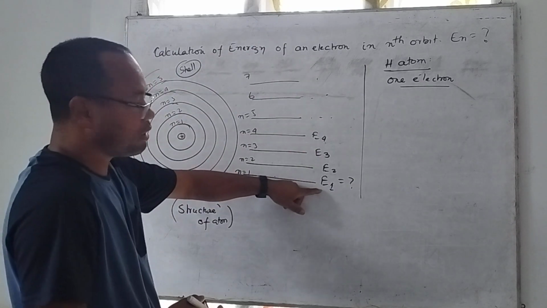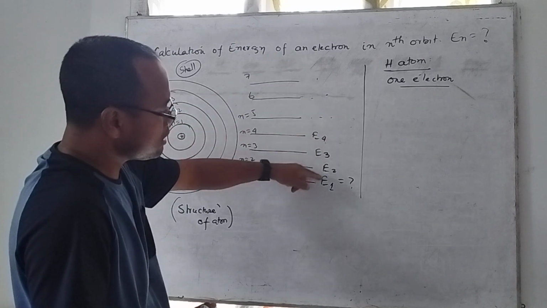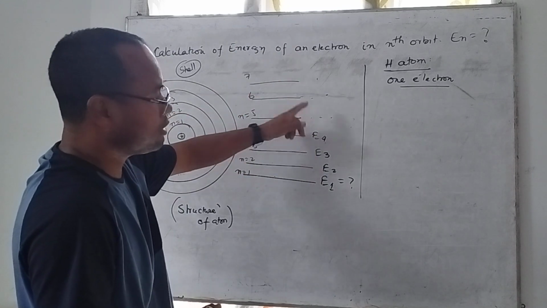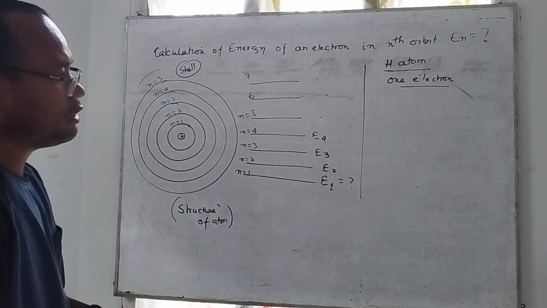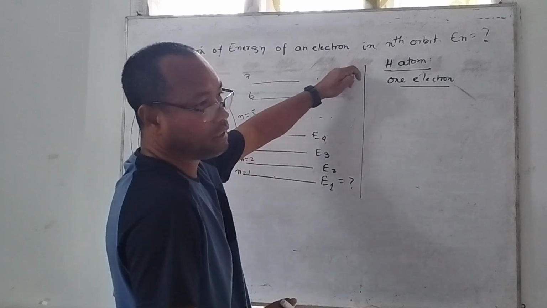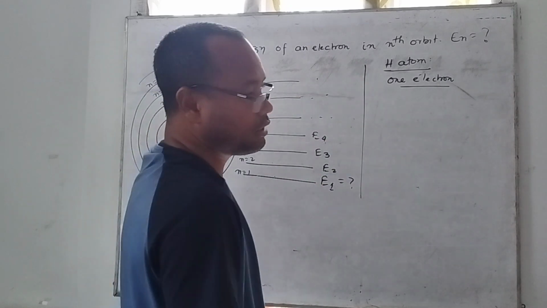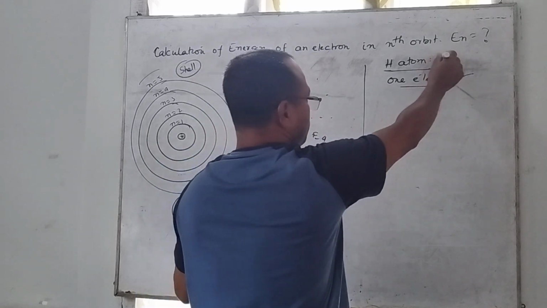Since the energy levels are different, a different quantity of energy is associated with the electron. That means E1 is not the same as E2, E3, E4. So all the energies associated with the electrons are different. So how do we calculate these energy levels? We start the explanation from the hydrogen atom. How many electrons are present in the hydrogen atom? Only one electron.